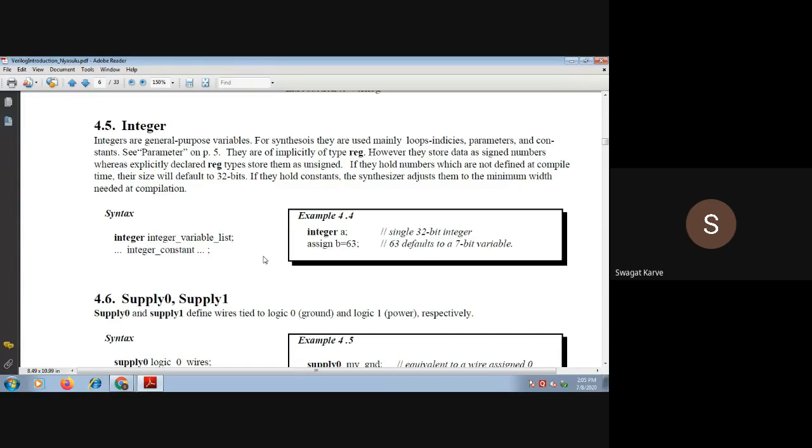Now there is a next data type, that is integer. The same we have studied in VHDL also. Integers are general purpose variables. For example, how you can declare this integer? Integer A, that means A is an integer, and assign B is equal to 66. That means it's a single 32-bit integer. Why 32-bit? Because if you haven't mentioned its size, then Verilog will assume its default size as 32-bit.